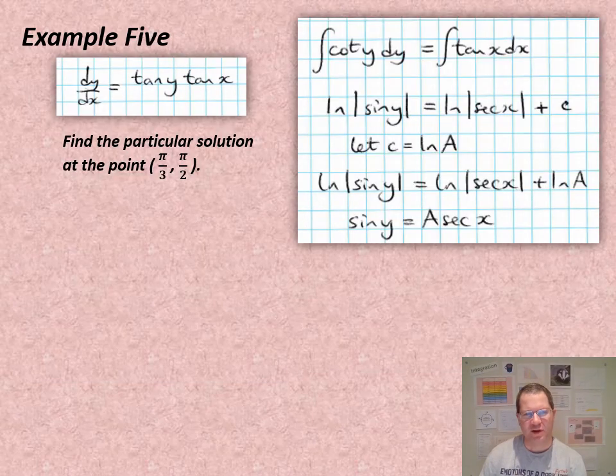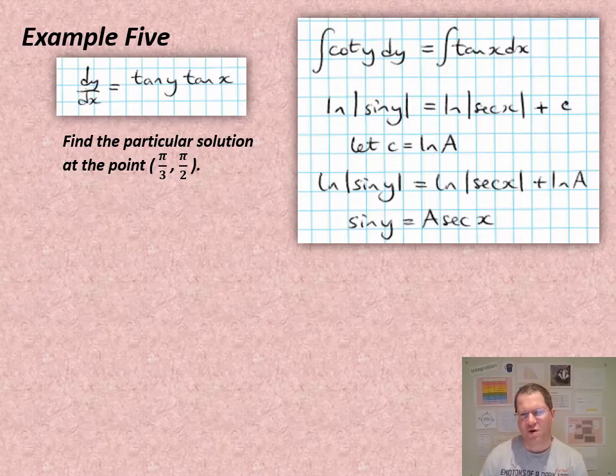In example 5, we're going to work out the value of c, or a in this particular case, using a coordinate. So dy by dx equals tan y tan x. That is written in the form of f of x times g of y, where f of x is tan x and g of y is tan y, so I can divide by tan y, and 1 over tan y is the same as cot y. So I've got the integral of cot y dy equals the integral of tan x dx.